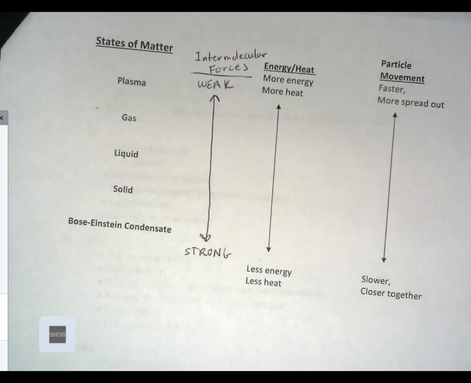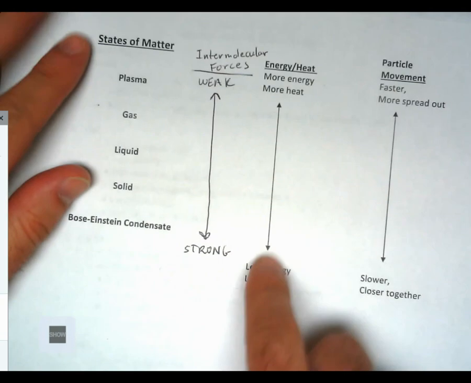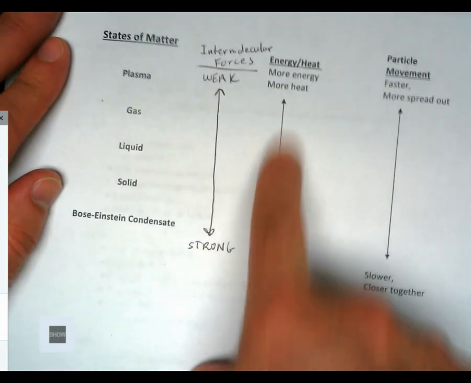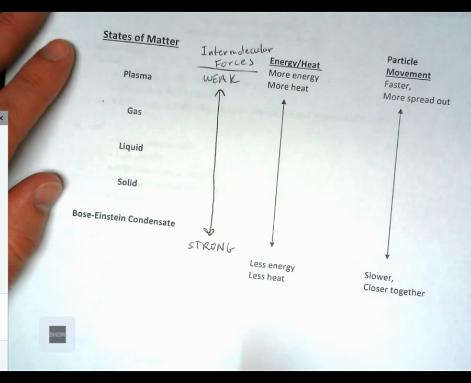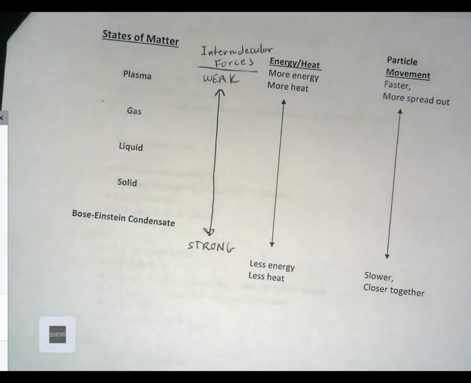Okay, because you're adding more energy and more heat. So think of molecules and intermolecular forces kind of like magnets. If you got 2 magnets and they're really close together, that's when the strength of the magnetic pull is the strongest, right? As you move them further apart, what happens to that attraction? It gets weaker. Yeah, it gets weaker, right?